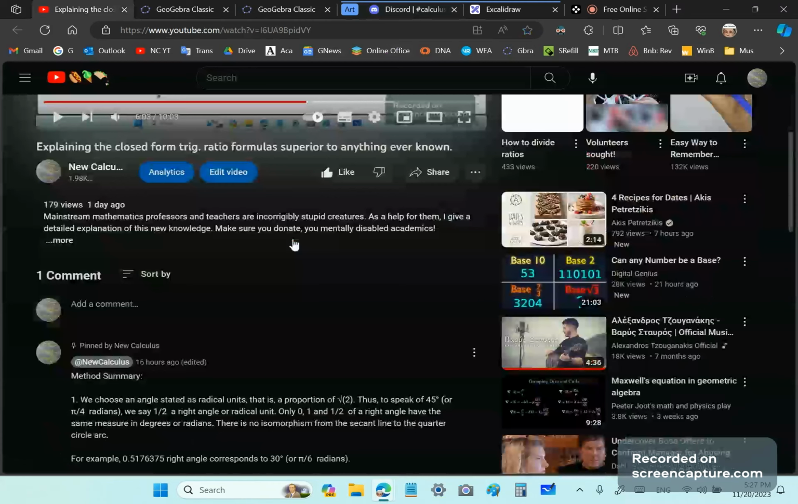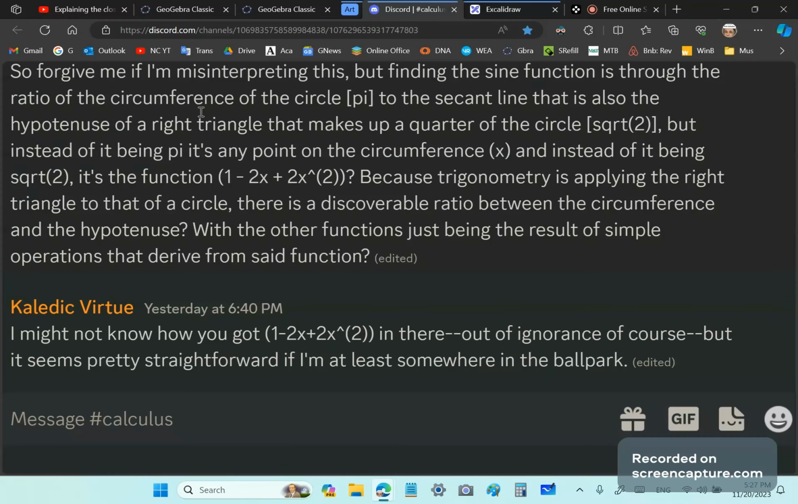It says, forgive me if I'm misinterpreting this, but finding the sine function is through the ratio of the circumference of the circle to the secant line. That is also the hypotenuse of a right angle triangle that makes up a quarter of the circle. But instead of it being pi, it's any point on the circumference. And instead of it being square root 2, it's the function, because trigonometry is applying the right angle triangle to that of a circle. Okay, there is a discoverable ratio between the circumference and the hypotenuse. He's asking a question, and with other functions just being the result of simple operations that derive from said function.